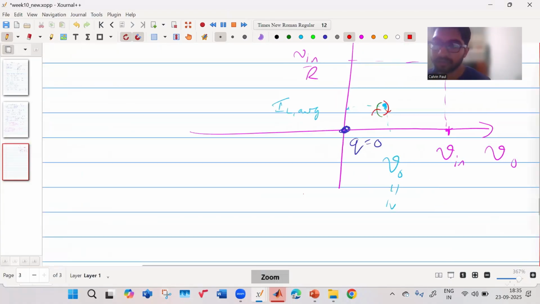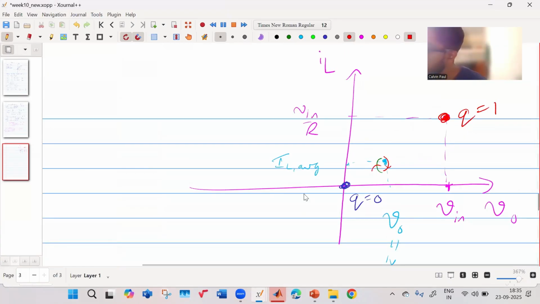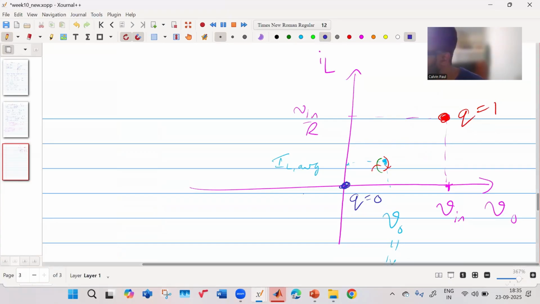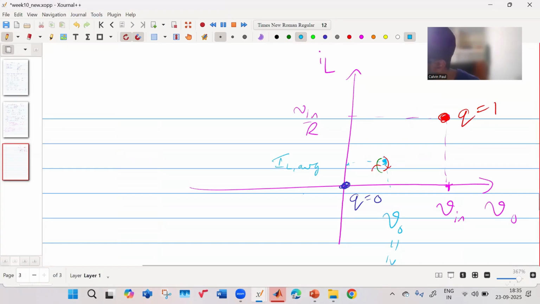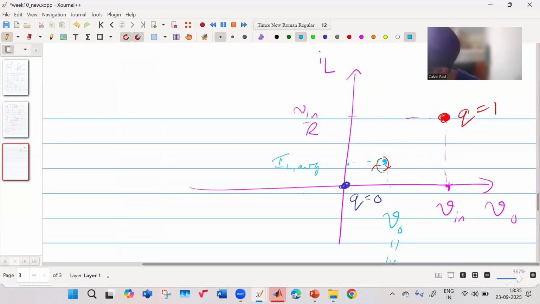Let me zoom in and show. So this is your equilibrium point when Q equal to 1, and this is your equilibrium point when Q equal to 0. But you want your buck converter to operate at this point. So what will it do? It will start from some higher value and fall to some lower value. Then when it switches off, it will again rise, again fall, again rise. Like that, it will continuously be circling around the operating point which you want. Okay, so that is how the buck converter will work.